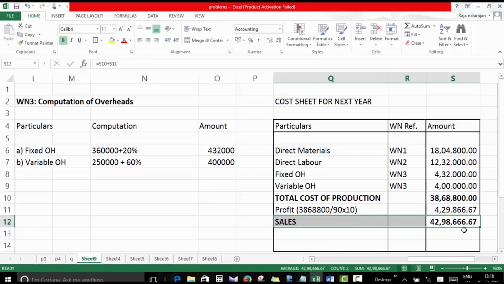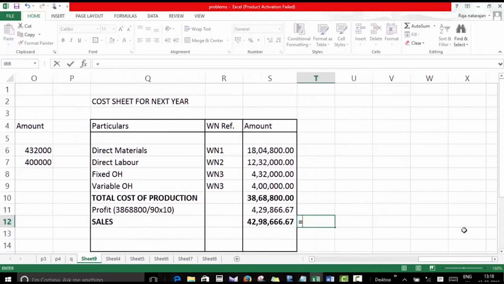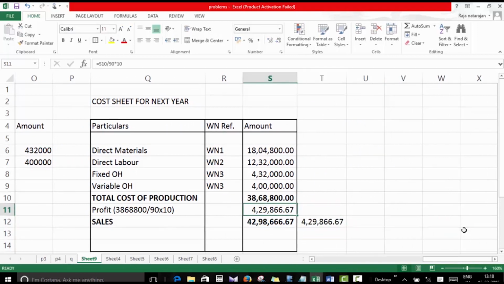It is 42,98,667. Now if you want, you can cross check. Apply 10% on sales, you are getting the same number, right? Either way you can approach, but you have to ensure the correctness. So now you can arrive at the desired sales value, which is 42,98,667 if I round off.